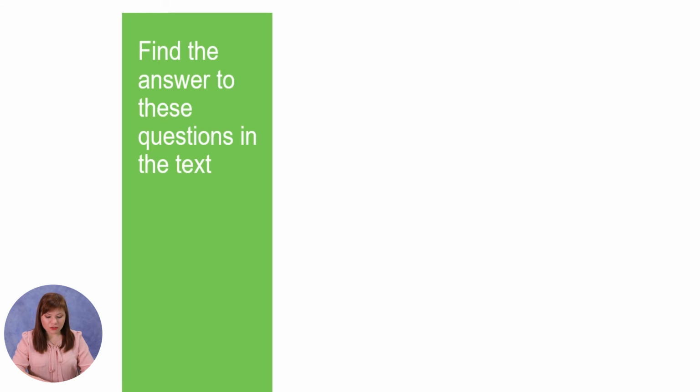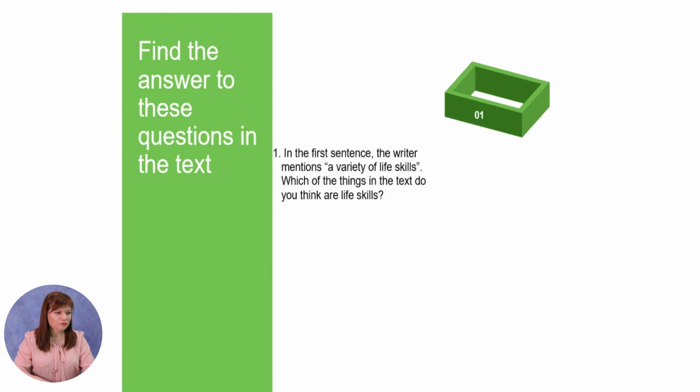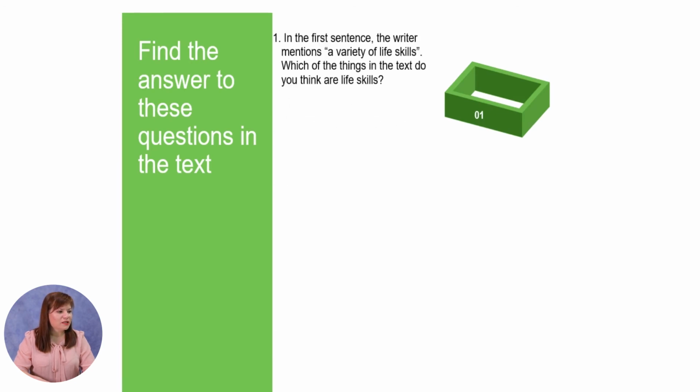Now that we have read the text, we are going to answer the questions. Find the answers to these questions in the text. In the first sentence, the writer mentions a variety of life skills. Which of the things in the text do you think are life skills? Knowing yourself, studying, study skills, prioritizing, getting organized, planning, and socializing.